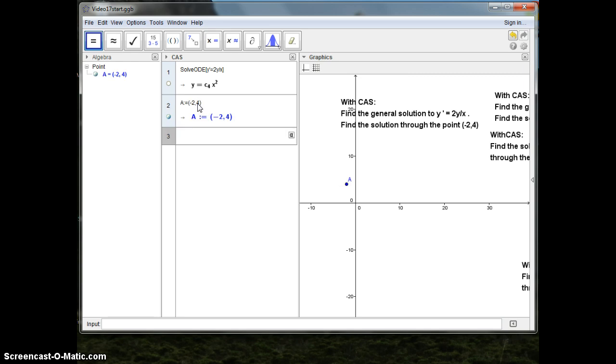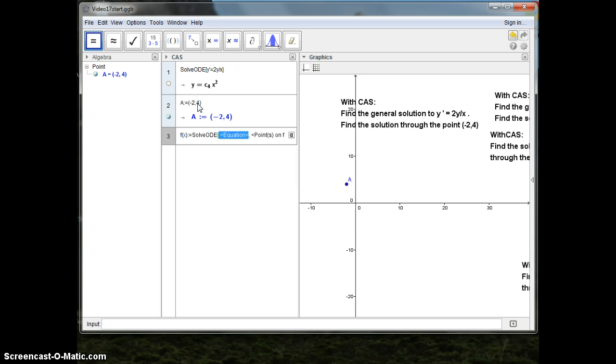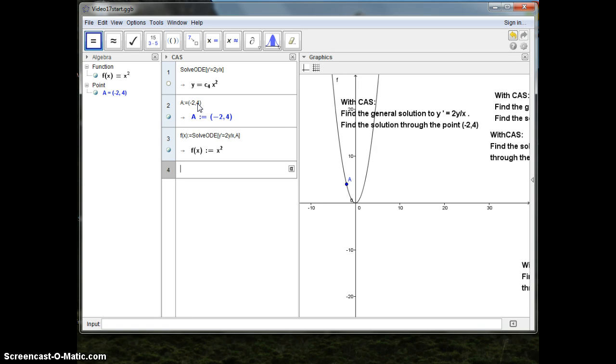There it is. And then I'll make my function f of x colon equals solve ODE, and the equation being the same one, y mark equals 2y divided by x, and the point being A. Here's the solution.